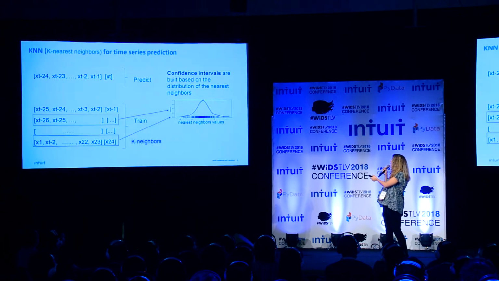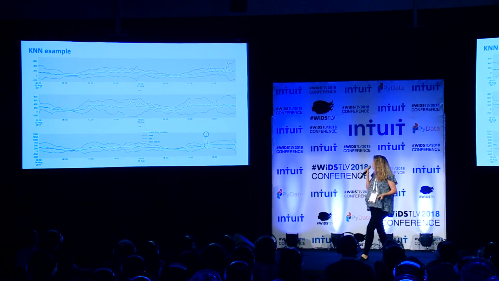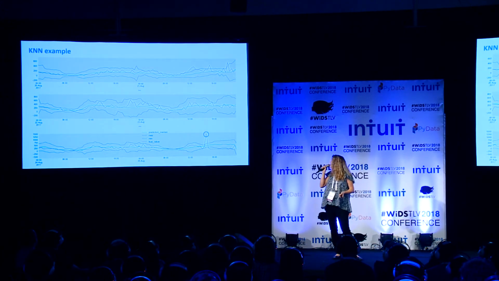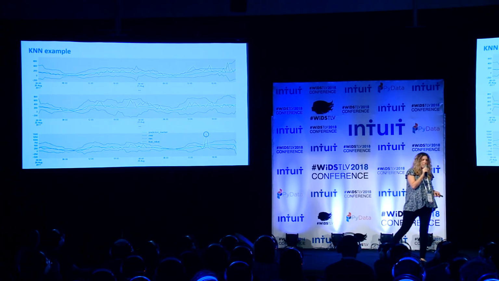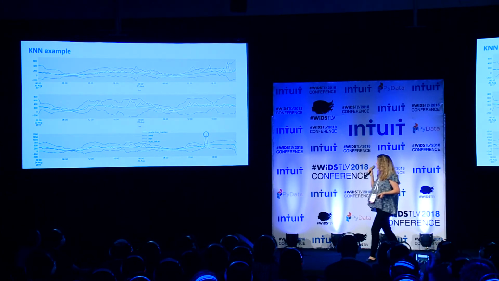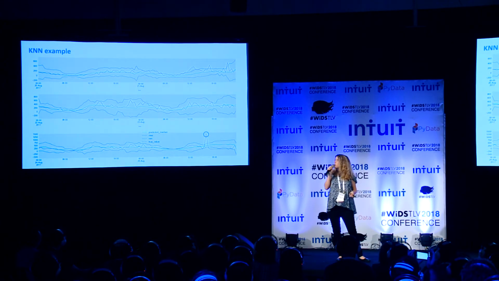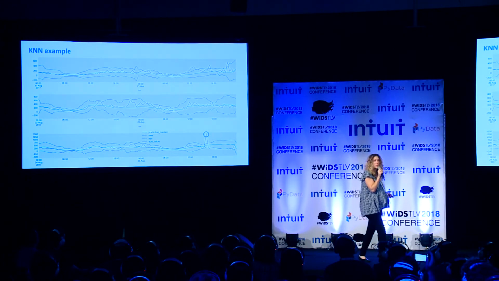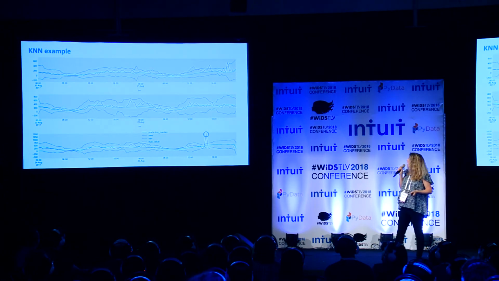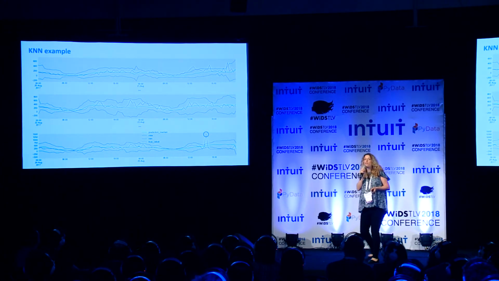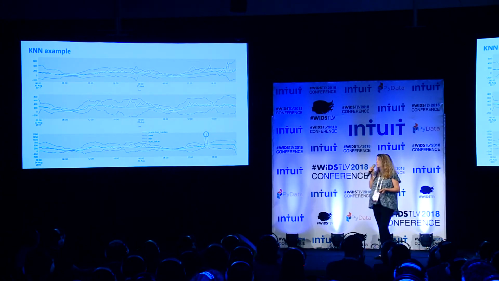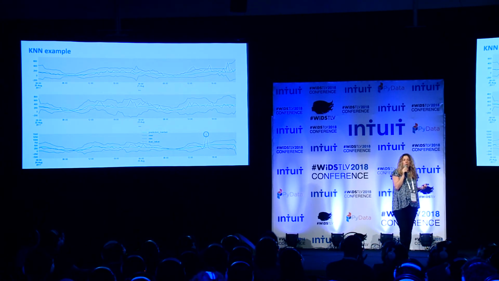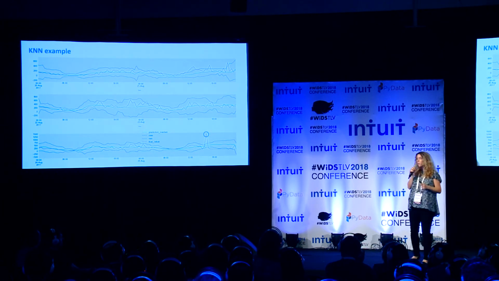Let's see an example of how this works. Here the red line is the true value. The green line is the median of the K nearest neighbors, and the black lines are the prediction bounds, the confidence interval bounds, the maximum and the minimum. Here they are generated from the distribution of the nearest neighbors. So as you can see, they change all the time. They are not constant around the prediction as we saw before.